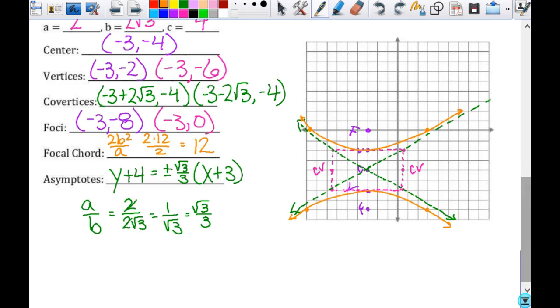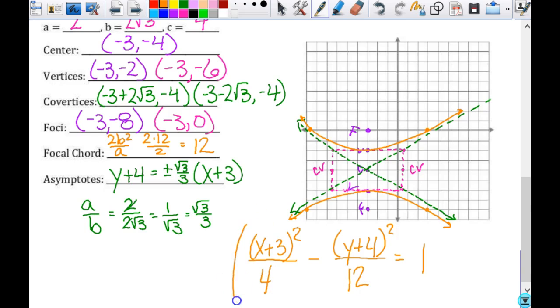Then to write my equation, something minus something equals 1. Bless you. This is opening up or down, so this is my x plus 3 squared, y plus 4 squared. A squared comes first, which is 4. B squared comes second, which is 12.